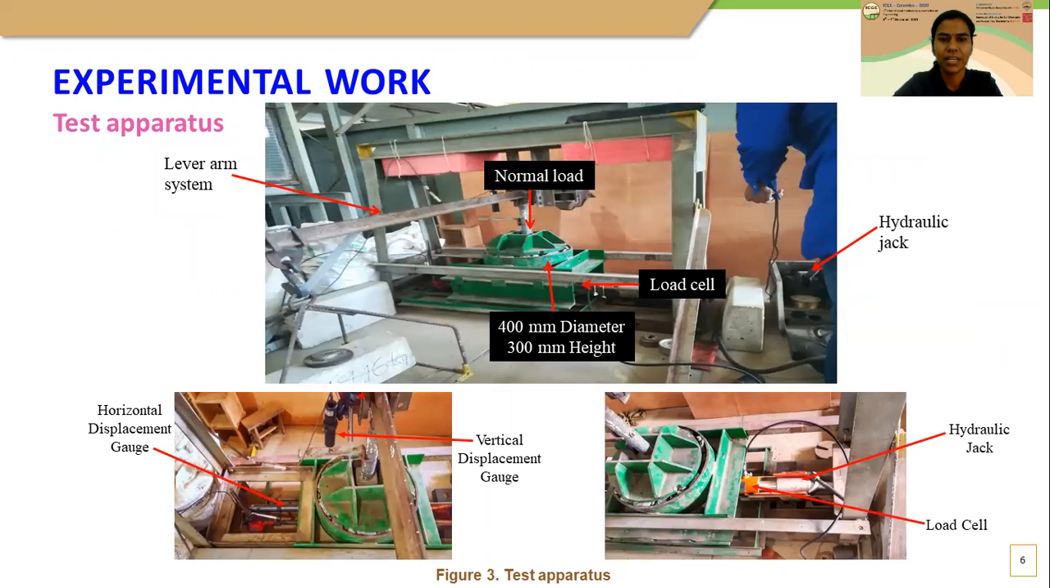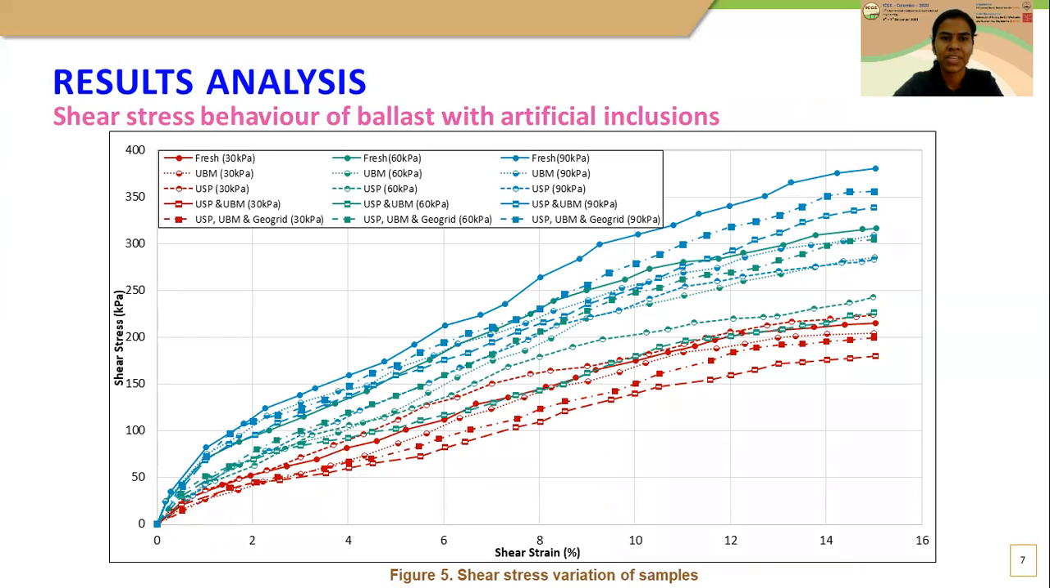The normal load is applied using a static lever arm system, and a hydraulic jack is used to apply the shear displacement to the lower cylindrical part, and a load cell is used to get the shear load from the test. Horizontal and vertical displacement gauges were used to extract the shear and vertical displacement of this test using a data logger.